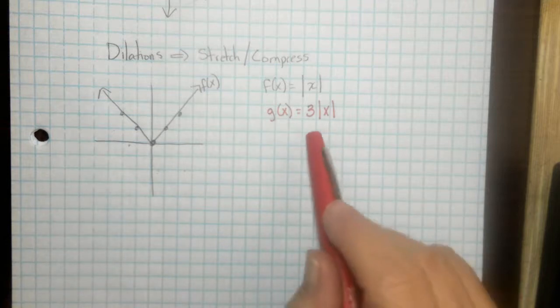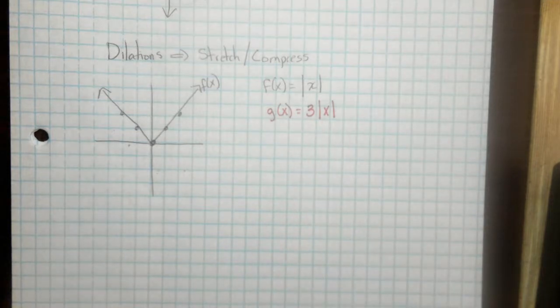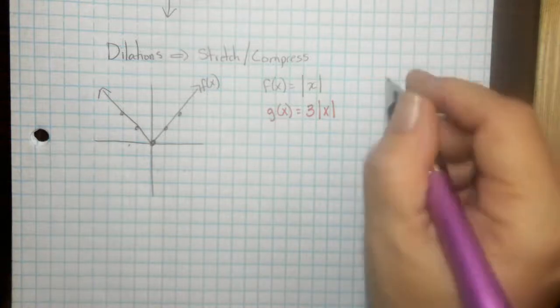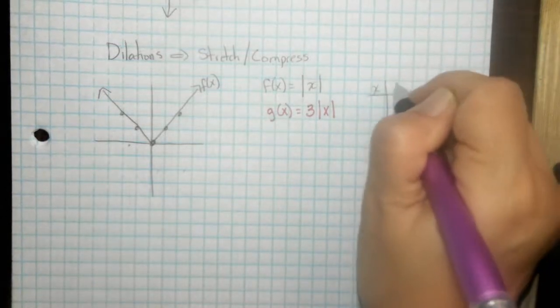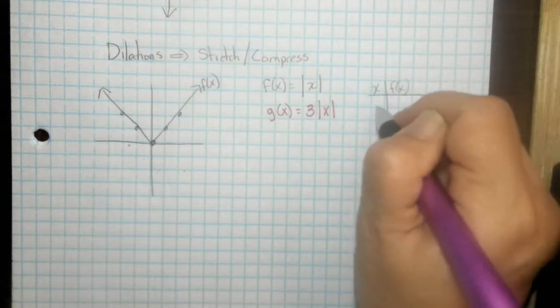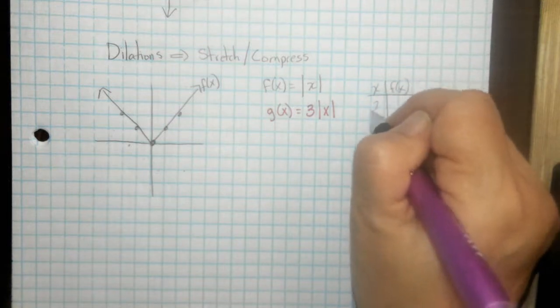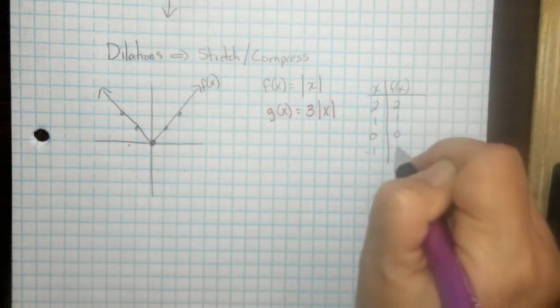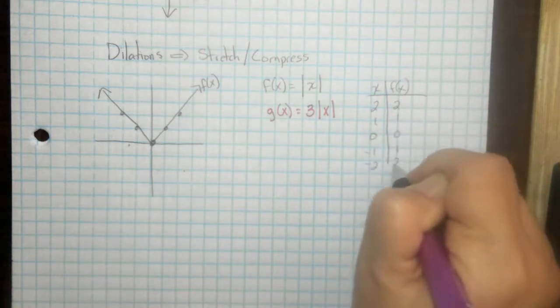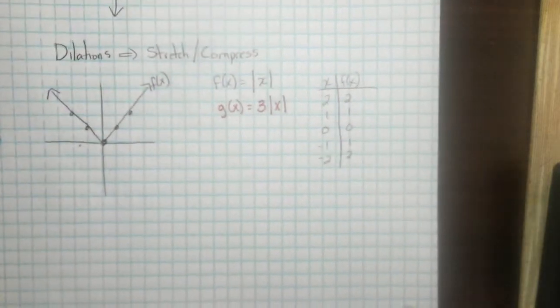So that means I'm going to multiply every output by 3. I know it helps some of you to see it in a table, so we'll go ahead and do x, f of x. I've got 2, 2, 1, 1, 0, 0, negative 1, 1, negative 2, 2. That's for my f of x.